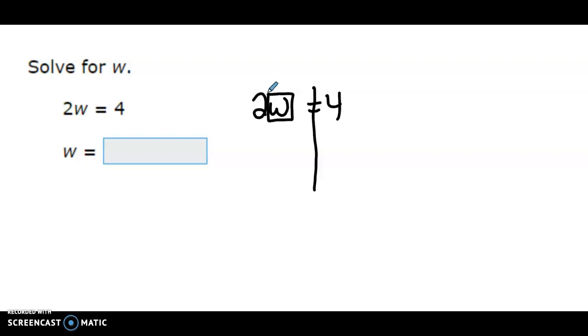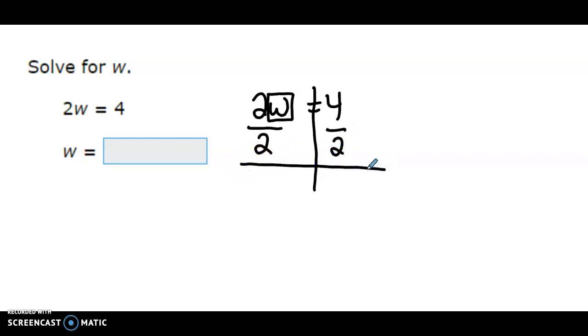Inverse. Now, what we have to do here is we have to identify what is the operation being done to the w. In this case, 2w means 2 times w, so I'm going to use the inverse operation of multiplication, which is division. So whenever I'm using multiplication or division and I'm using the inverse, I'm going to use the exact same number, just the inverse operation. So since I'm multiplying this by a 2, I'm going to use a 2 for division, and I'm going to do the same to this side.